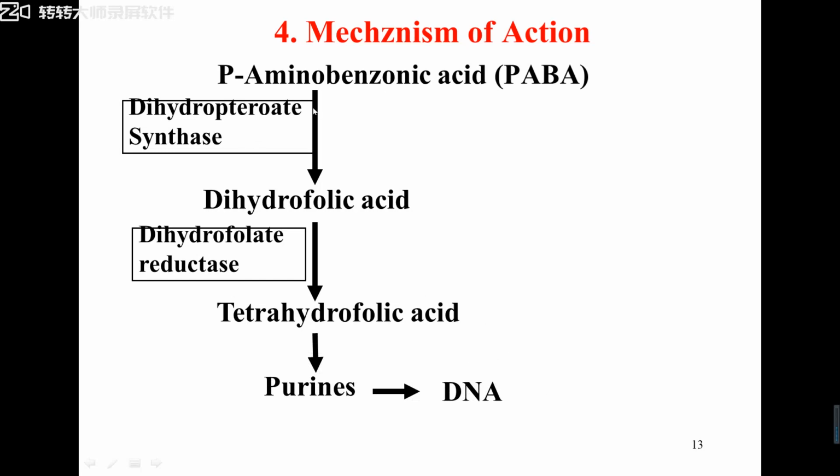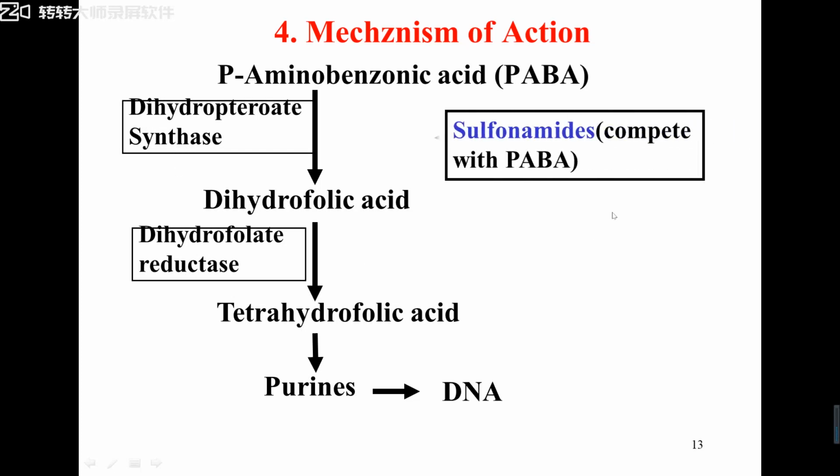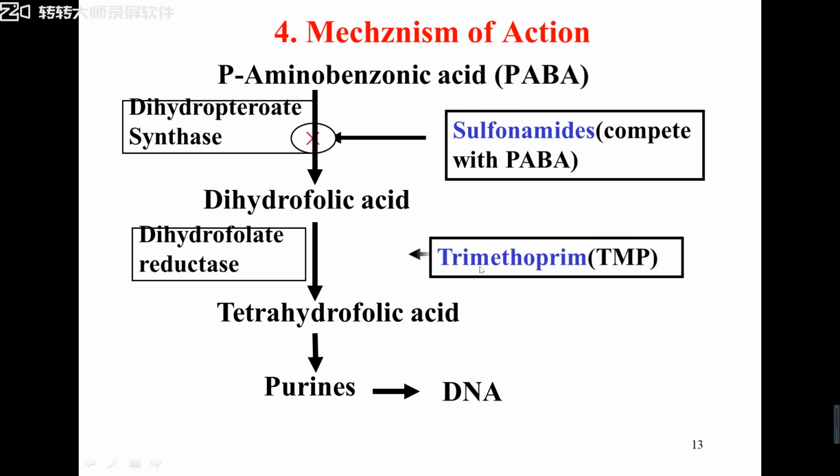During this period, we know two enzymes are very important. Sulfonamide can inhibit the synthase and then inhibit folic acid synthesis. And TMP can inhibit the reductase, so it also inhibits folic acid synthesis. For this reason, both of them inhibit folic acid synthesis.